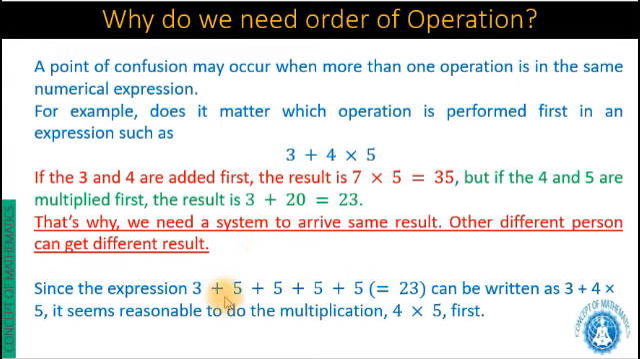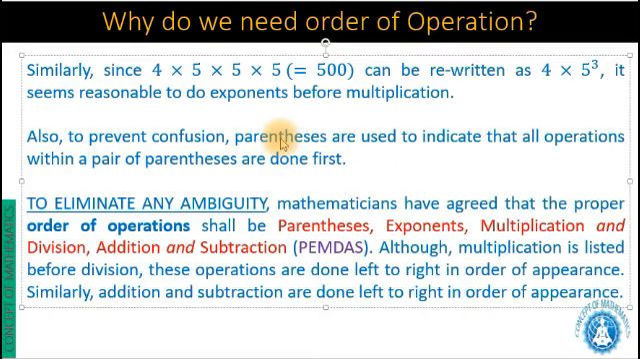Since the expression 3 plus 5 plus 5 plus 5 plus 5, which is 23, can be written as 3 plus 4 times 5, it seems reasonable to do multiplication 4 times 5 first. Similarly, since 4 times 5 times 5 times 5 can be rewritten as 4 times 5 cubed, it seems reasonable to do exponents before multiplication. Also, to prevent confusion, parentheses are used to indicate that all operations within a pair of parentheses are done first.